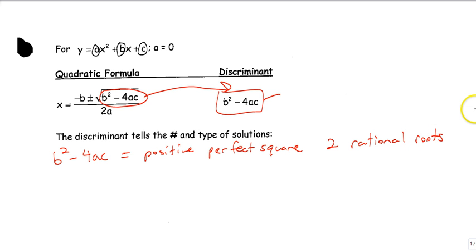So that means we'll either end up with fractions or nice integer numbers. Okay, if for some reason though b squared minus 4ac is not a perfect square, it's just a positive number, then you just are left with two irrational roots. So that means that we won't be able to take the square root of the number. It'll have to be broken down and stay as a square root. So it's irrational.